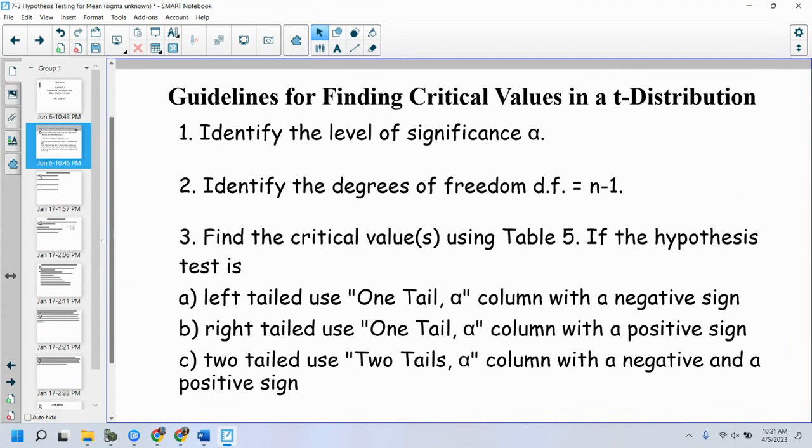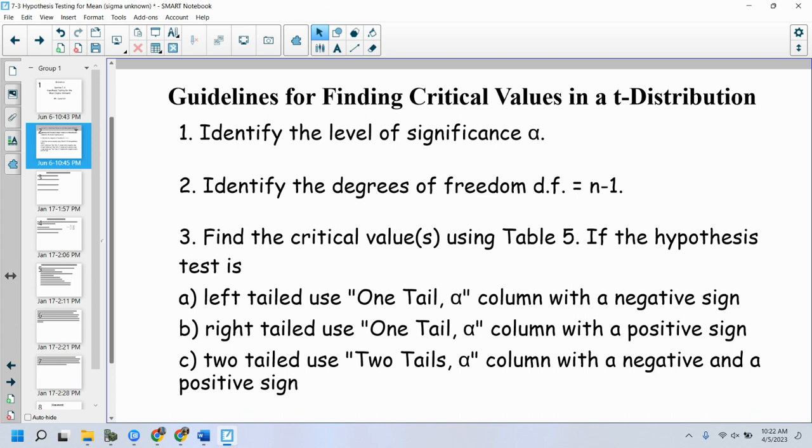If the hypothesis is left-tailed, you use one tail. If the hypothesis is right-tailed, you use one tail with a positive sign. If it's two-tailed, you use two-tailed. If you look at the t-tables, I'm just going to pull out the yellow packet here. If you look at table 5, the t-distribution, you see up at the very top, we kind of ignored the very top of the table before, but you see one tail, two tail, right? One tail alpha, two tail alpha. Now we just have to pay attention to whether it's one tail alpha or two tail alpha.